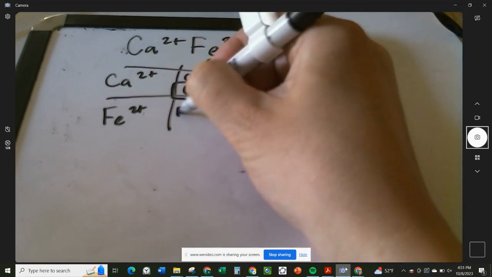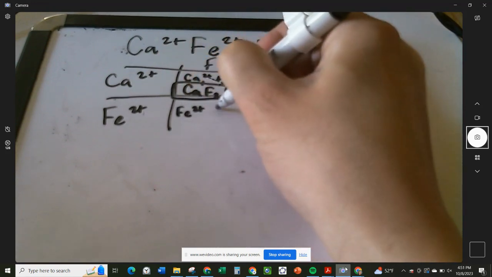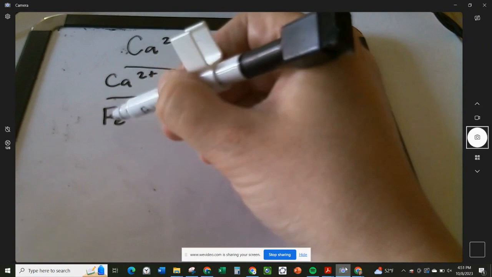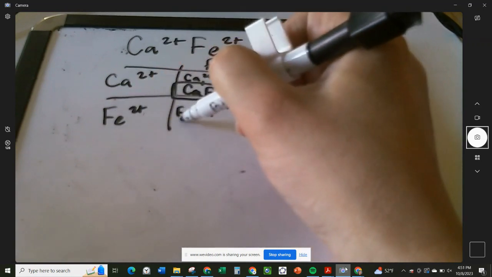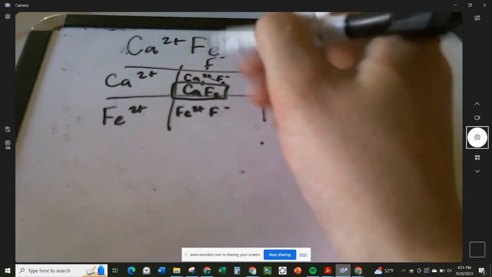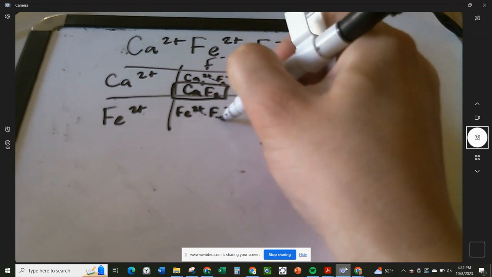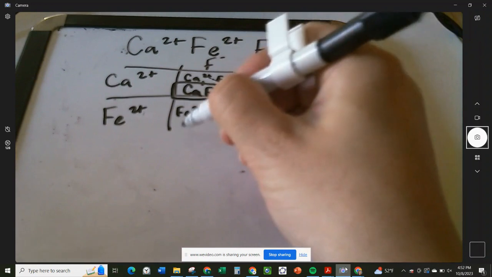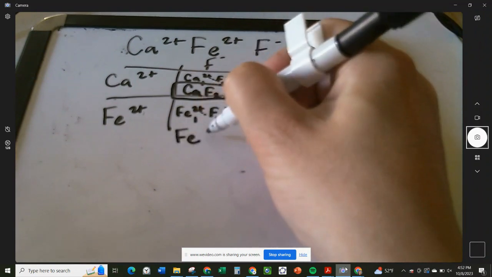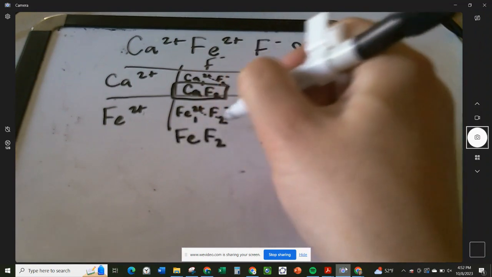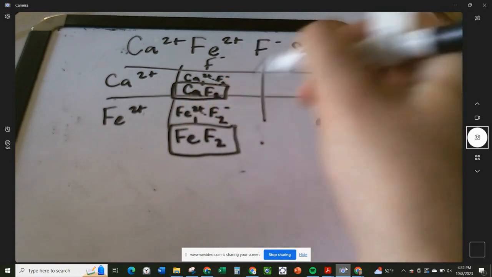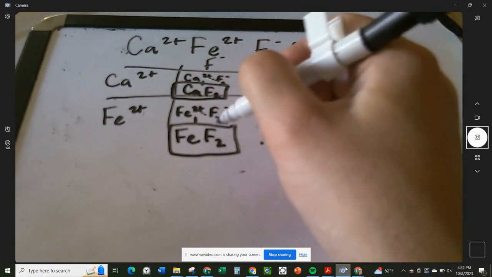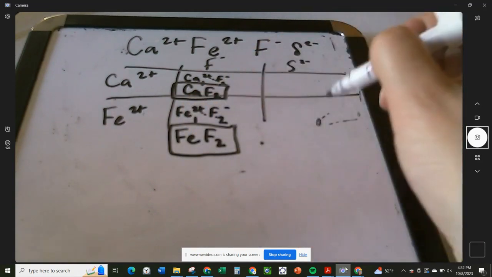So this is saying we need to pair up iron 2+ and fluorine minus. Cation goes first. Anion goes second. We need to crisscross the charges. So we need 2 fluorines for 1 iron. We don't write the 1. We don't write the charges in the formula. So that's our next answer. This is already simplified.